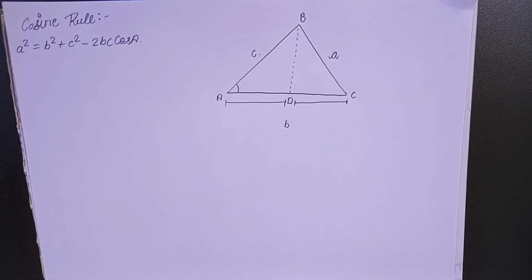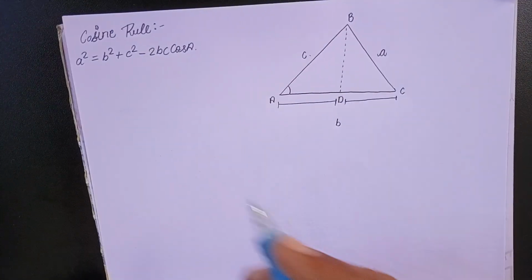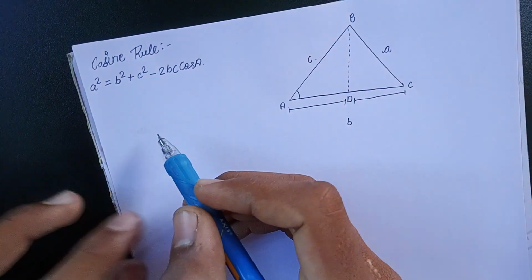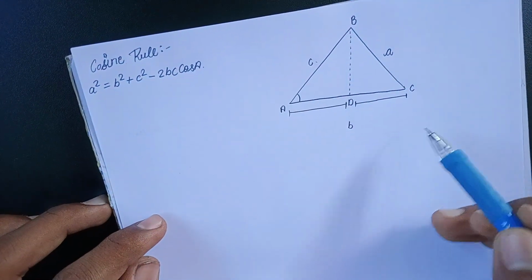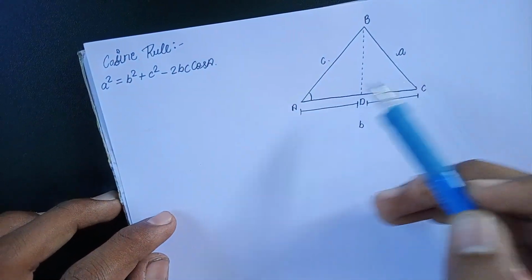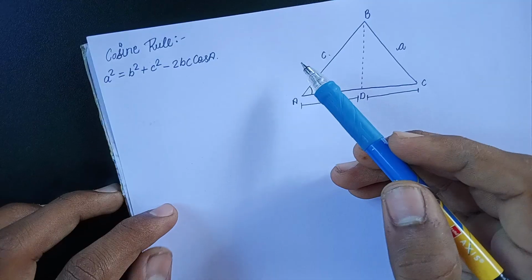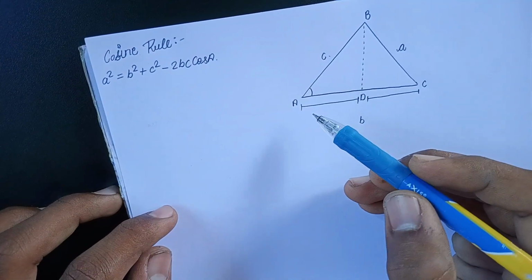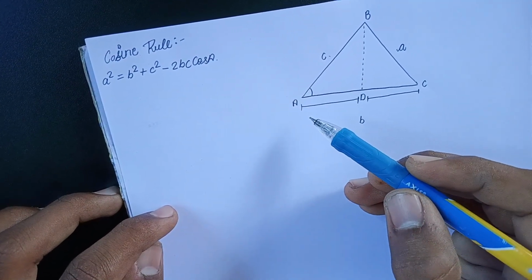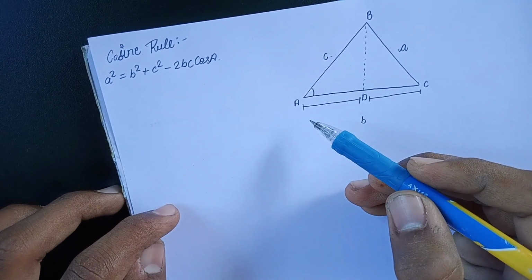So in this video, I am going to talk about the cosine rule. According to the cosine rule, if there is a triangle ABC with sides a, b, and c, here we take the side opposite to every vertex with the small letter of that vertex respectively.